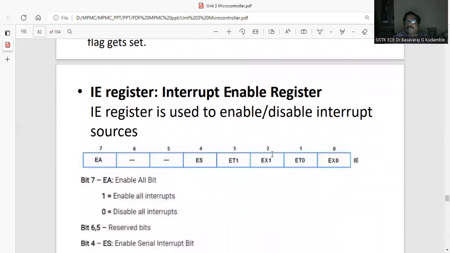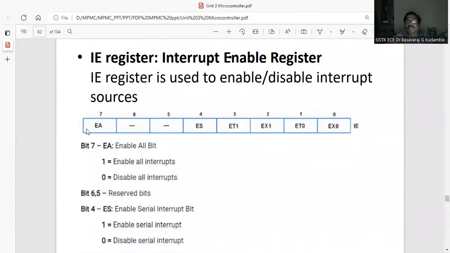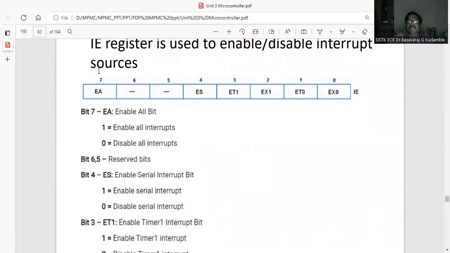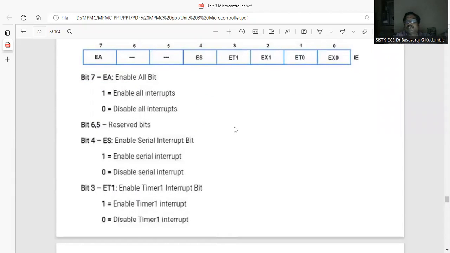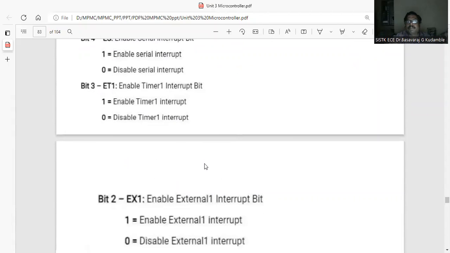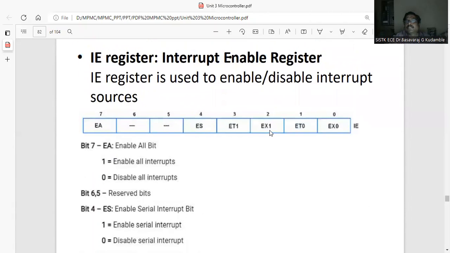So these are the details about the interrupt enable register. The particular timer can be enabled. For any interrupt to be enabled, the interrupt enable all bit should be 1. Then bit 4 is for serial enable. 1 means enabled. If it is enabled, only then will the controller be able to provide the service. Otherwise, it will simply ignore. Then bit 3 is for timer 1 enable. Then this is for external interrupt. This is for timer 0, external 0.